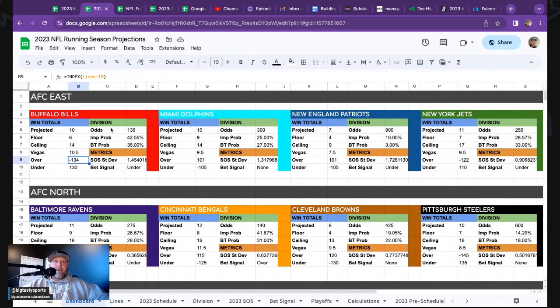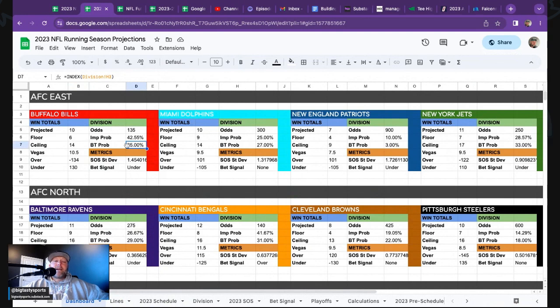Let's move over to the right-hand side for the Buffalo Bills, and you can see this section called Division. I already talked about the odds, and that just comes from that other tab we were just looking at with all the lines. So this is their best odds to win the division right now, plus 135. And then the implied probability, which is 42.55%. Again, all of this updates automatically when the lines are updated. And then the BT, this is big tasty probability. So this is where I have their probability to win.